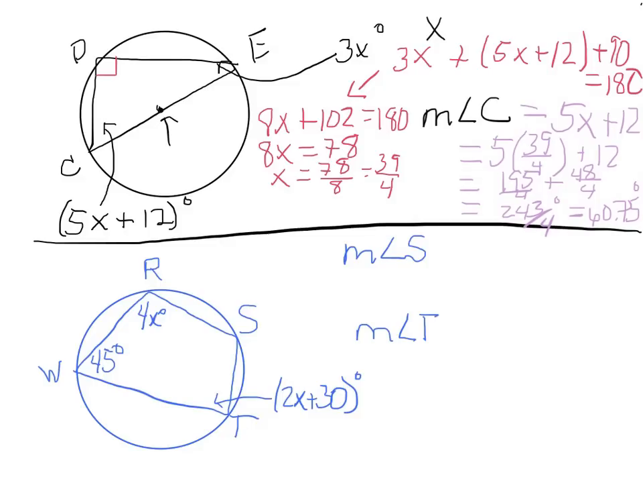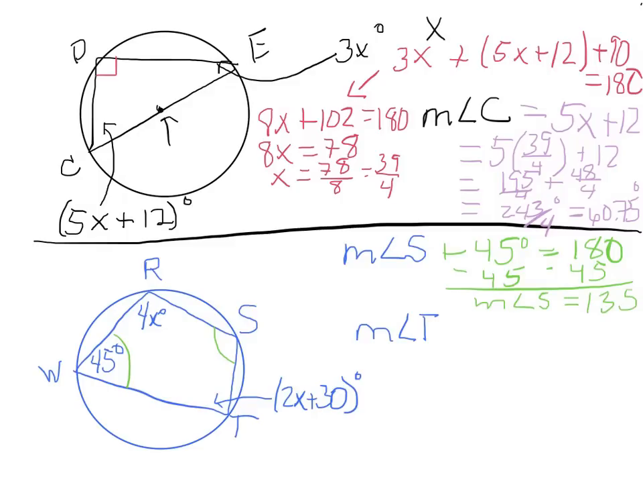So to do this problem, we have to use the quadrilateral theorem that opposite angles are supplementary. So let's find angle S right here. Angle S doesn't have anything in it, but what we know is it's supplementary with angle W, its opposite angle. So the measure of angle S plus 45 degrees is equal to 180. If we subtract 45 from both sides, we end up with the measure of angle S equal to 135 degrees.